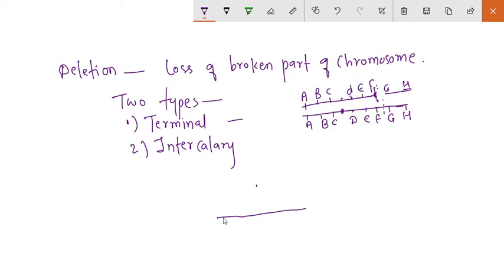Okay, so A, B, C. Okay, then here only G and H. Okay, A, B, C, G and H. So the another homologous chromosome, it shows A, B, C, D, E, F, G, and H. Okay, so it is known as the chromosomal loop.